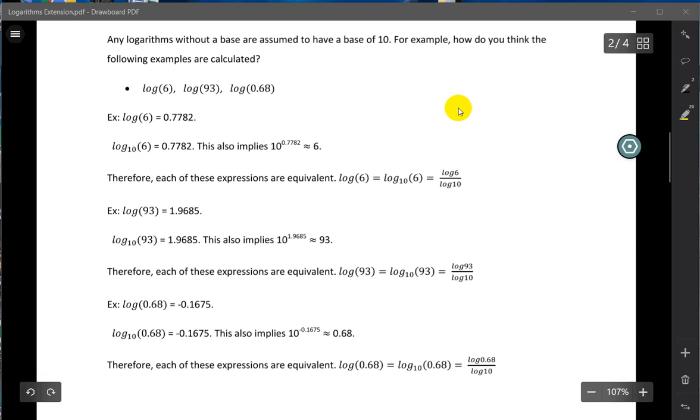All right, so now to go over the second page. What I want to show you here is any logarithms without a base, as you can see in the bottom here, are assumed to have a base of 10.